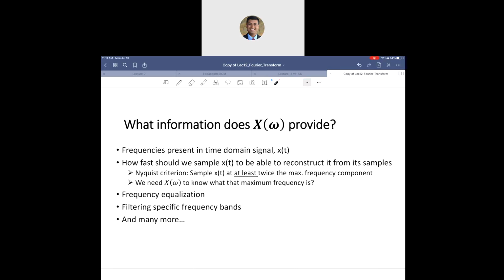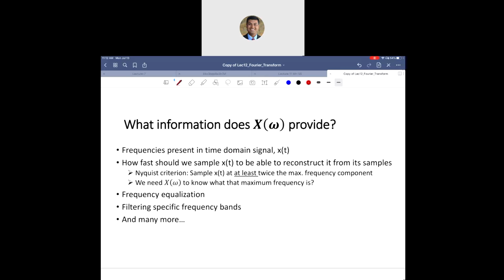Now here is the motivation bit. Here is an important slide. What information does X of omega, the Fourier transform of x of t, provide? The first thing that it provides is the frequencies present in the time domain signal. What are the frequencies that are present in the time domain signal? X of omega will let you know about that.